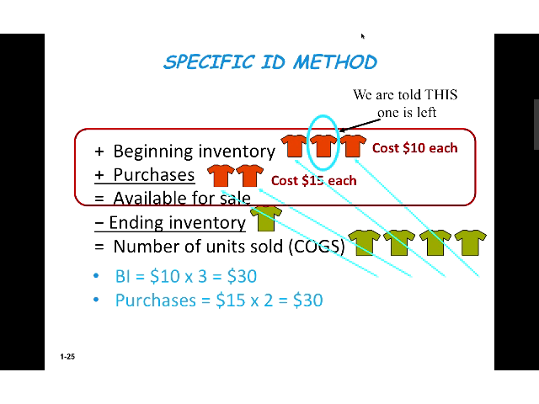Then our beginning inventory, so let's run through the calculations. Beginning inventory, $10 each times 3 units. Purchases, $15 each times 2 gives us total cost of $60. Okay, so what we're trying to do here is allocate that $60 between ending inventory and number of units sold. We're told which units left in ending inventory. Okay, so that's the question we're answering: how much is ending inventory and how much is cost of goods sold? And we're doing this using specific identification, that we can identify which t-shirts left.